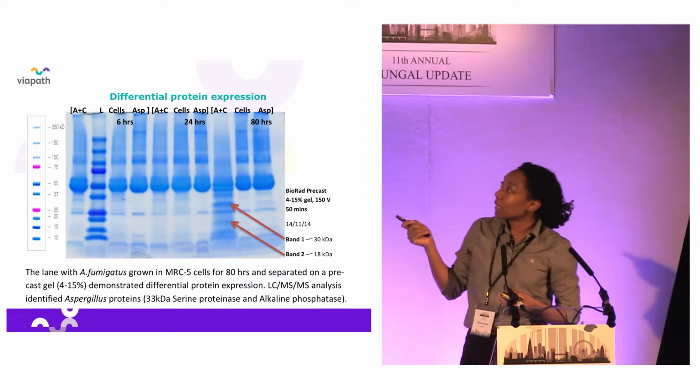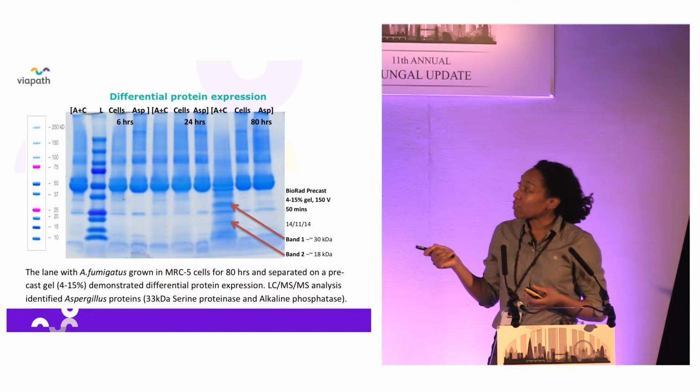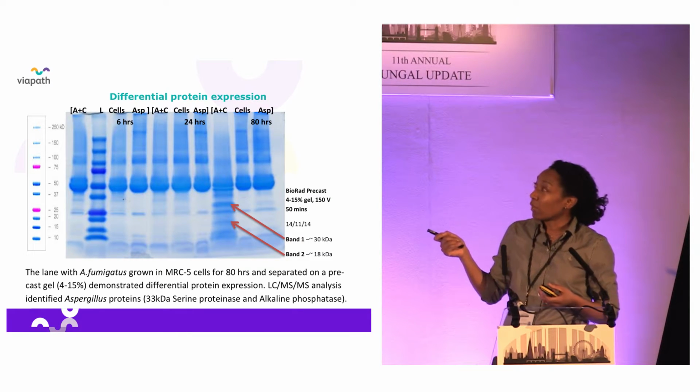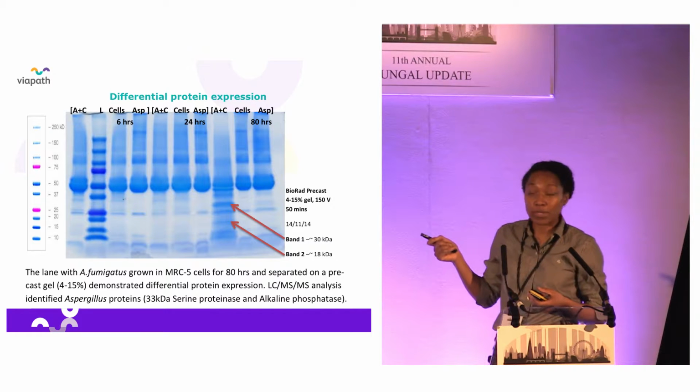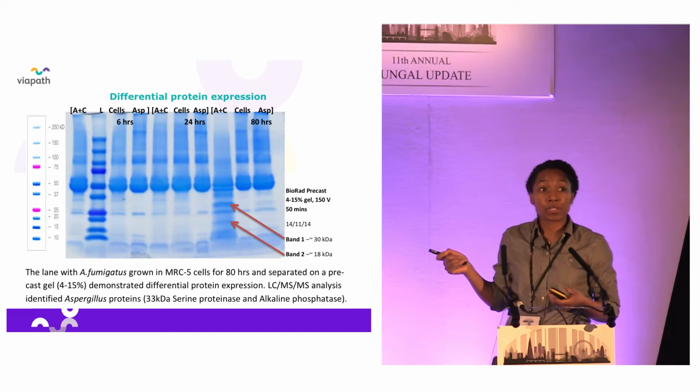So with the supernatant, with these extracellular proteins, if I take this by lane, this is Aspergillus plus cells, a ladder, cells and Aspergillus, and that's at 6 hours. And then Aspergillus plus cells, Aspergillus at 24 hours. And the protein band patterns were very similar between those time points.